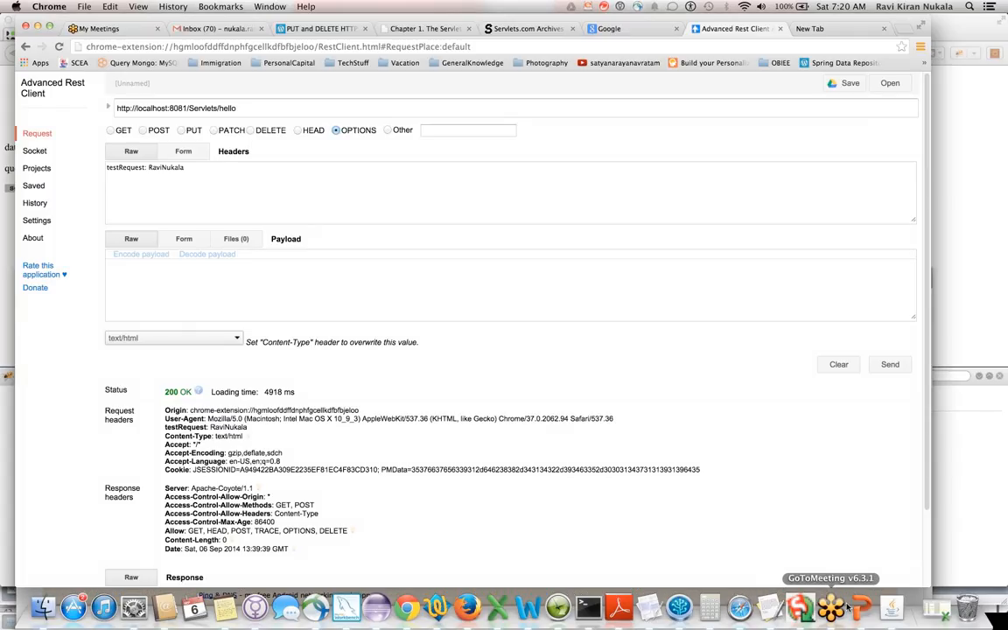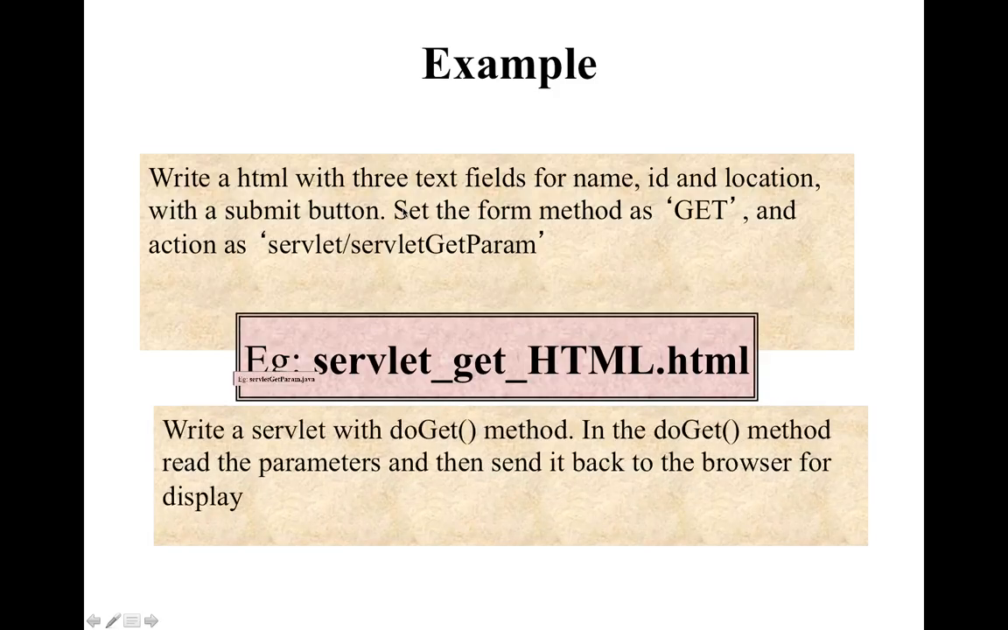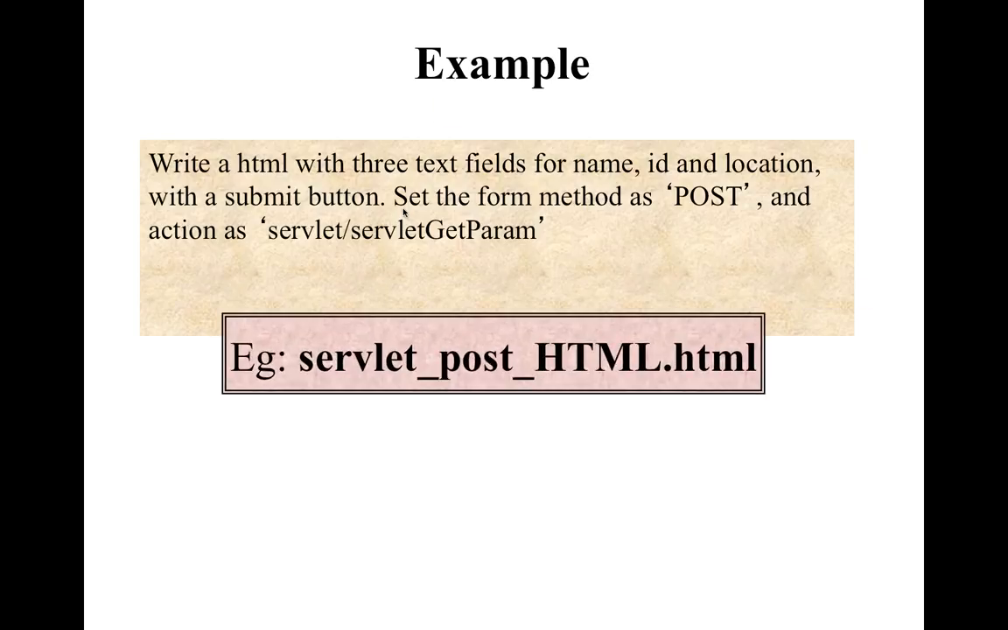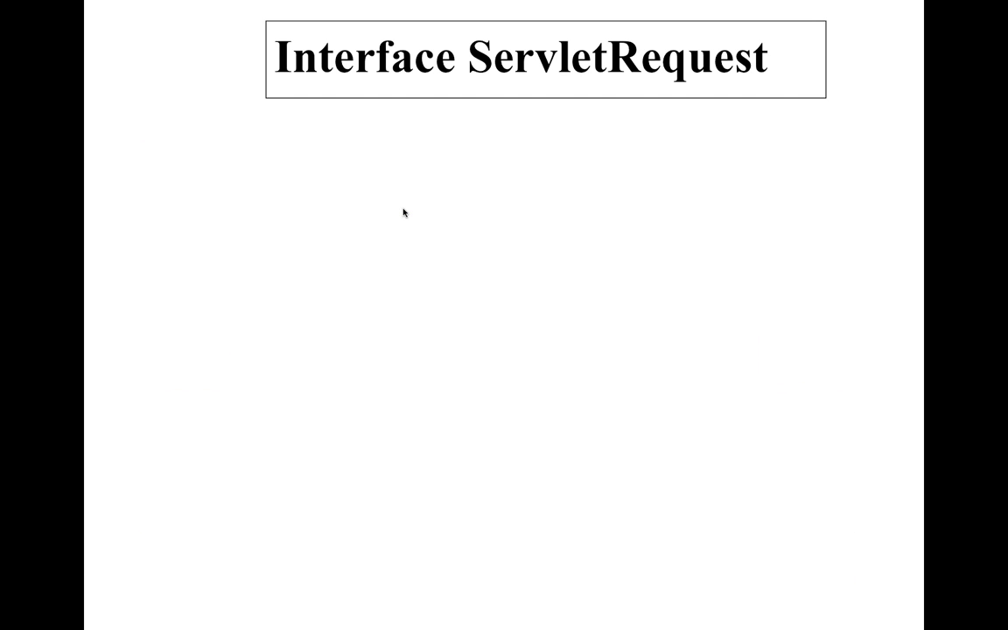So that being said, let's move forward. So this is the example. Write a servlet with a doGet method and all that. So we have it right now, and you guys can try this one out. Write an HTML with 3 text fields for name, ID, and location, using the post method. You guys know how to use post, so you can do it.